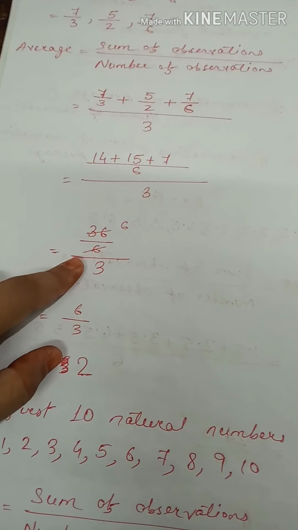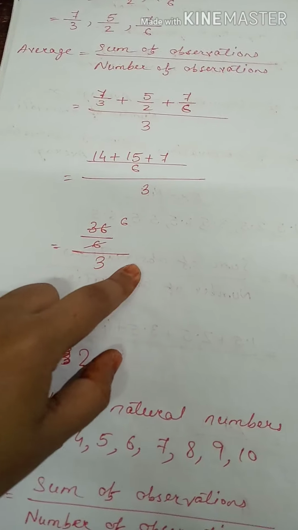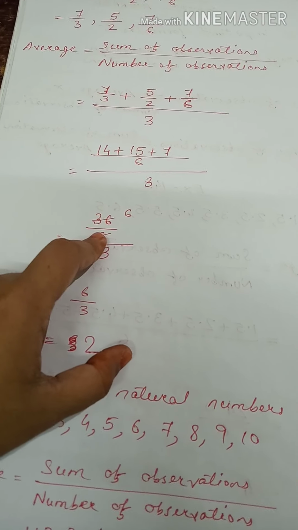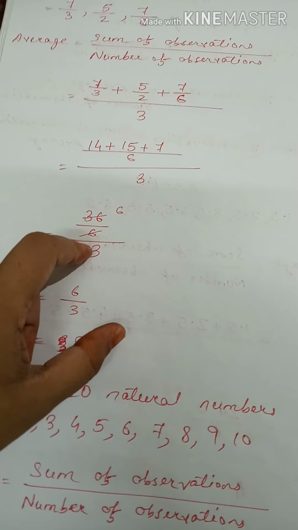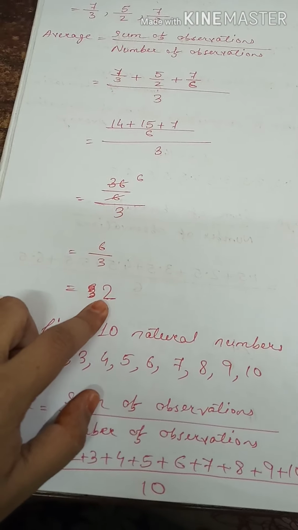Next, after adding all this, it comes to 36 by 6 divided by 3. Now 36 by 6, obviously we can cancel. 6 6s are 36. So it becomes 6 by 3. So the ultimate answer is 2.